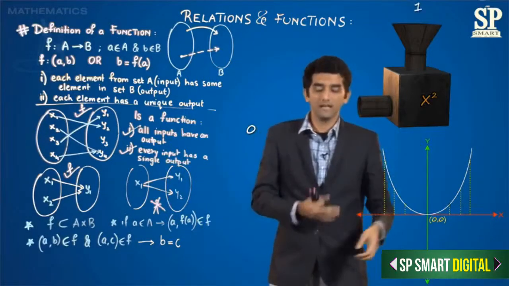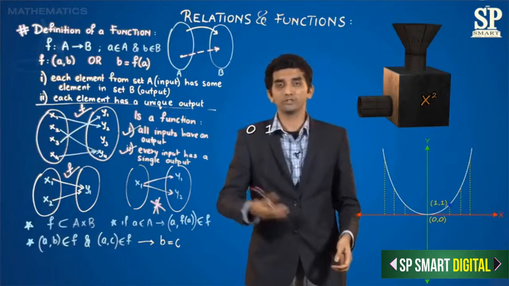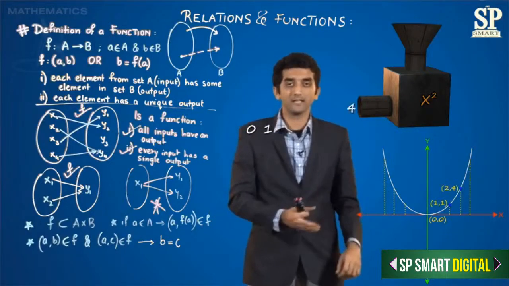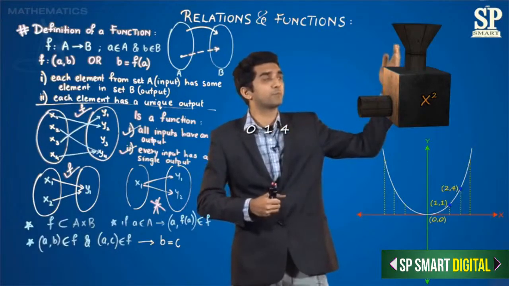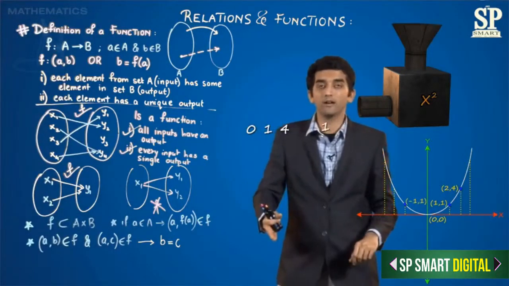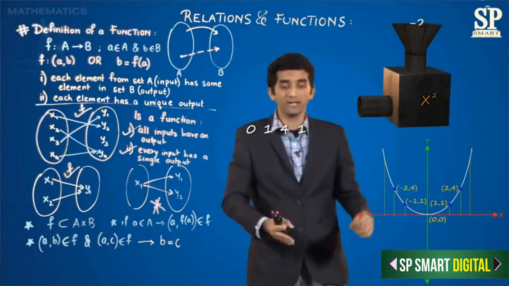If I'm putting 1, I'm getting 1 as output. If I'm putting 2, I'm getting 4. So as you can see, a few ordered pairs are already getting built. If I'm putting minus 1, I'm getting 1. Putting minus 2, I'm getting 4.